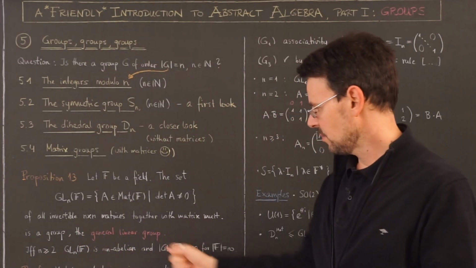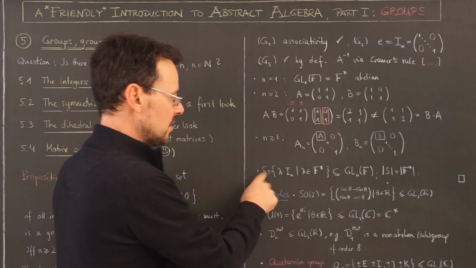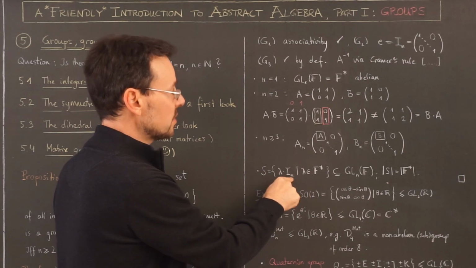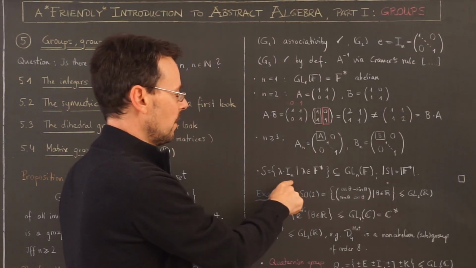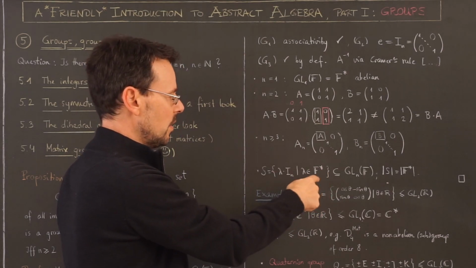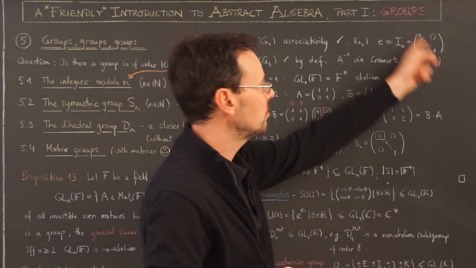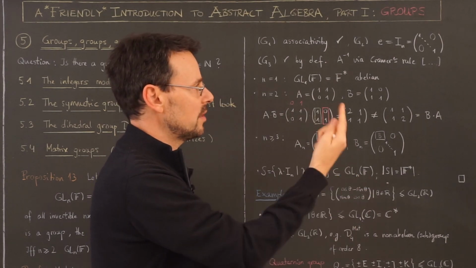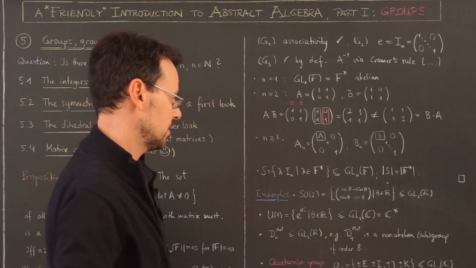Now for the last statement about the order of this group, the set S for scalars consisting of all the multiples of the identity matrix. So put lambdas on the diagonal, and lambda runs through all the elements of the field except for 0, is clearly a subset of GLnF. Why? Because the determinant of such a matrix is lambda times lambda times lambda and so on, so lambda to the power of n. And if lambda is not 0, then the determinant is not 0.